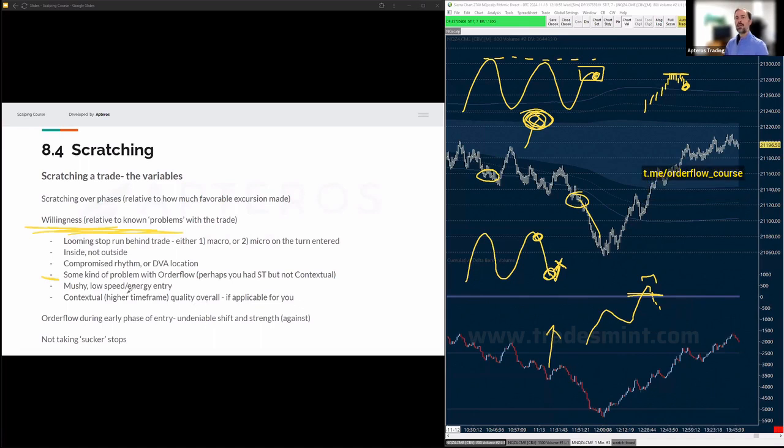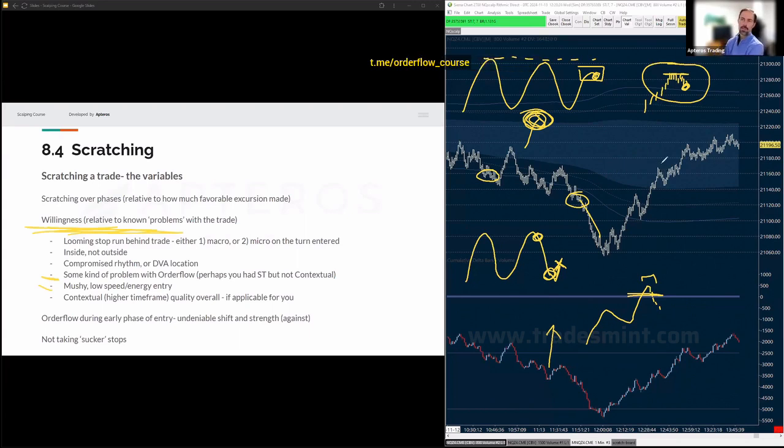I alluded to this a moment ago, mushy, low speed, low energy turns for our entry, right? That would be one like this. Or it might just be really on the speed and energy side of things rather than an actual micro potential stop run area.